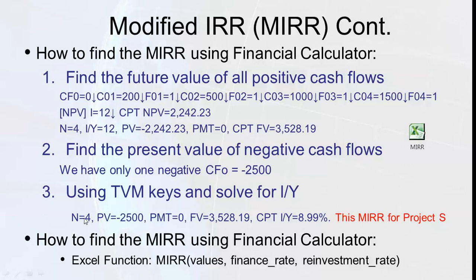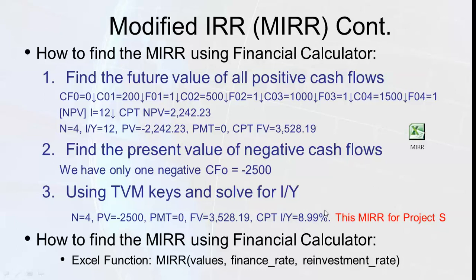Okay, step 3. Now use the information you found in step 1 and 2 and other information. So we need N. In this case, we have 4 years, so let's put 4. Present value is the negative, from step 2. And the payment is 0. And future value is from step 1. And compute I/Y, you're going to get 8.99%.